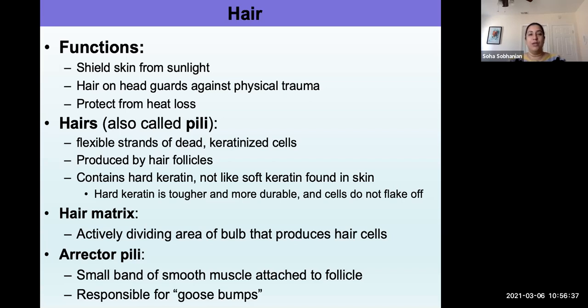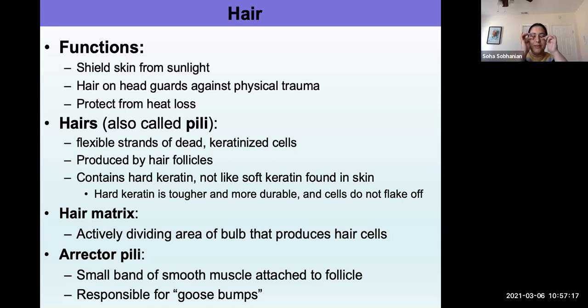So for hair, what do you need to know? Hair is basically there to protect you against physical trauma. It may not be as good as, let's say, the fat layers in your skin, but it does provide protection. It helps with prevention of heat loss, which makes sense. The hairier the person is, the less heat they're going to lose to their environment. It also shields the skin from sunlight. Again, we learned that sunlight is not good for us, so an additional layer of protection would be the hair that covers the body.